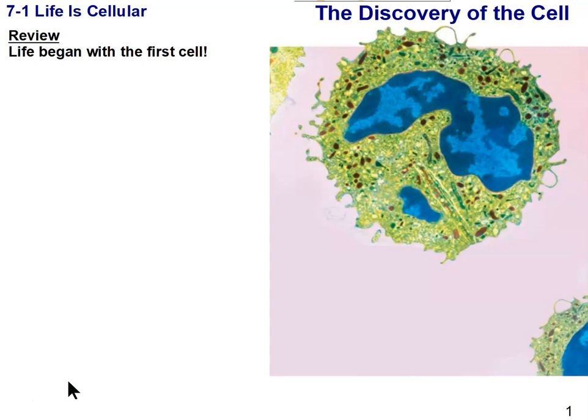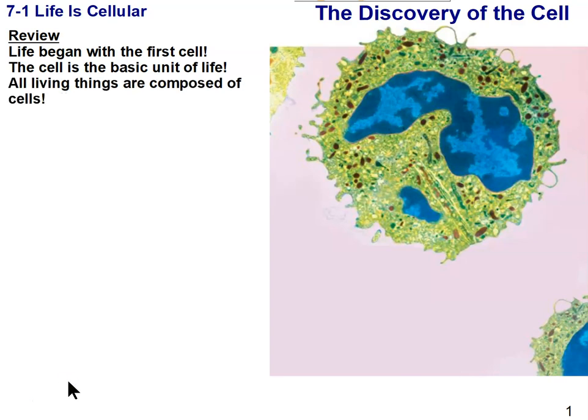Life began with the first cell. In other words, cells, the smallest thing that's considered to be alive is a cell, and we didn't have life on this planet until the first cells evolved. So the cell is the basic unit of life. All living things are composed of cells. Cells only come from other cells.